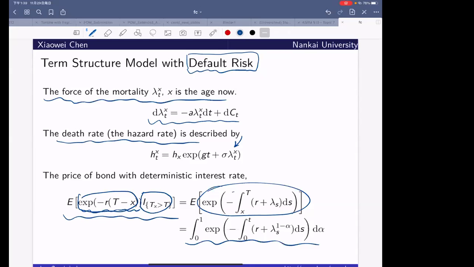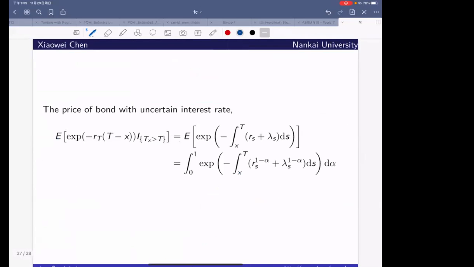Yeah, you can find it here. We first need to prove the alpha solution, and then we put the alpha solution into the formula. This is the formula for the uncertain interest rate with the default risk. So we put the uncertain interest rate and the default risk together into our pricing formula to price a bond with the default risk.